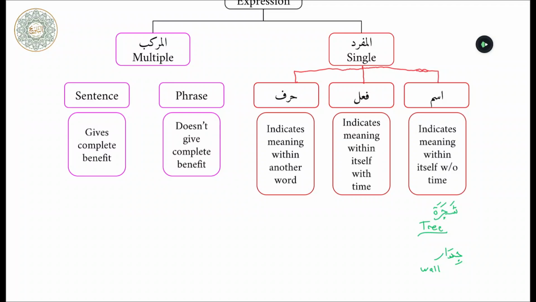Why? Because it indicates the meaning within itself, meaning it itself has a meaning. Jidar has a meaning. The meaning is within the essence of the word. And it's not attached to a tense. That's all there is to ism. Now let's look at a fi'l. A fi'l indicates a meaning of its own, but it's also attached to a tense. Ism is not attached to a tense. A fi'l is attached to a tense.